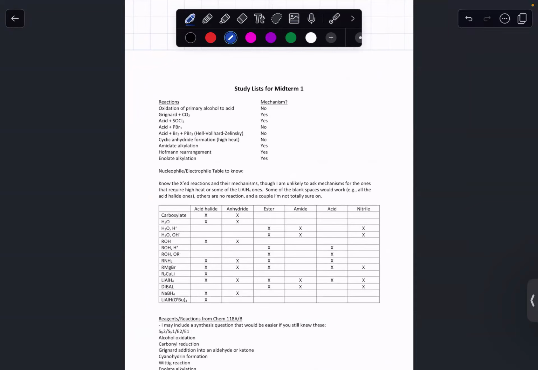Do you happen to have any structures on your end? Yeah, I do have structures. Let me bring that up.